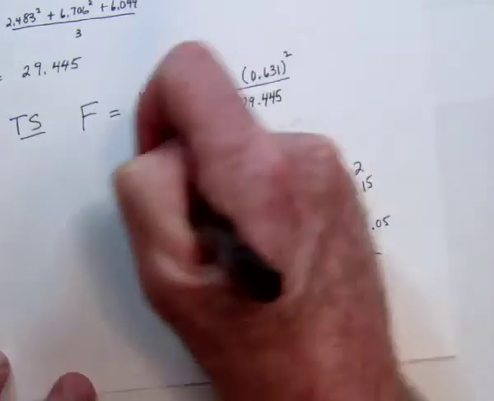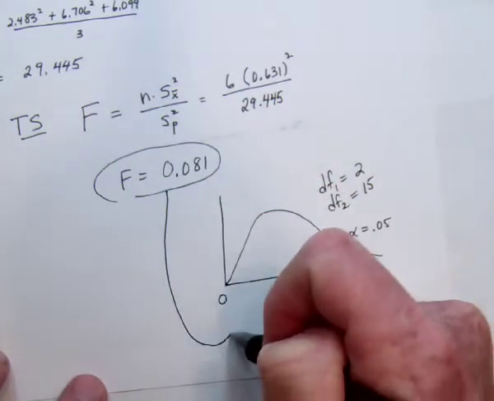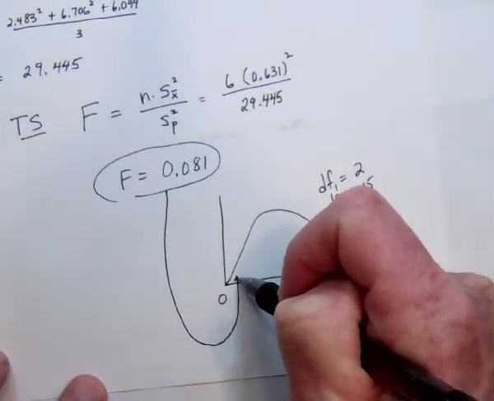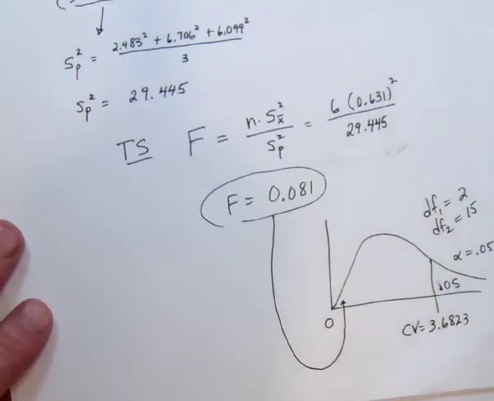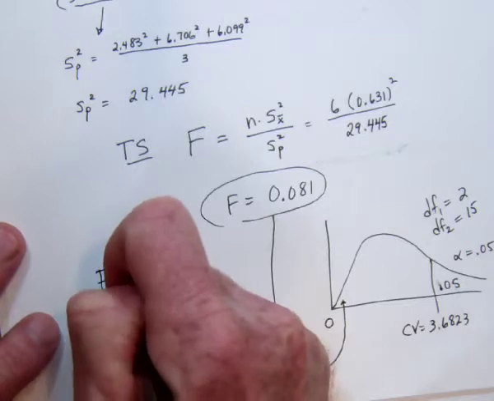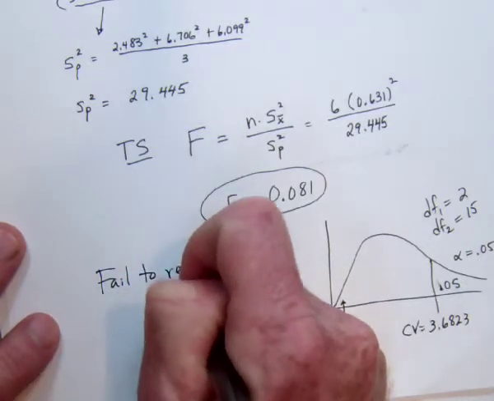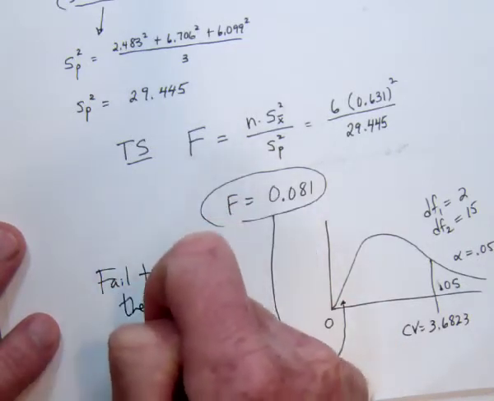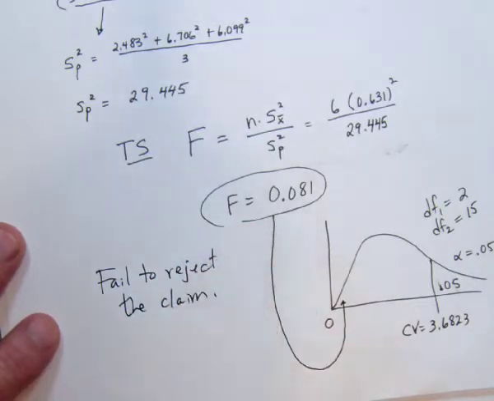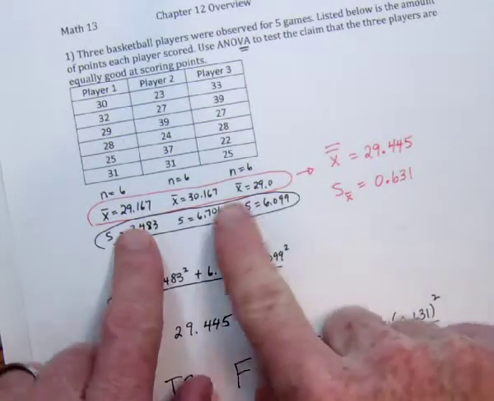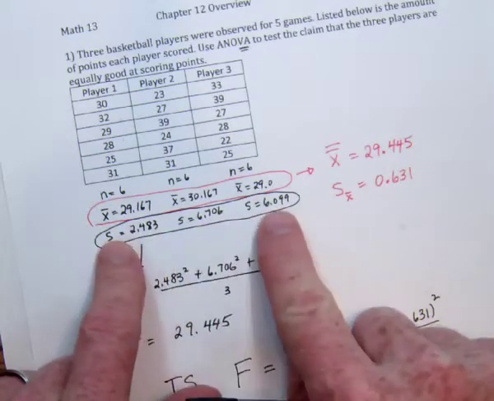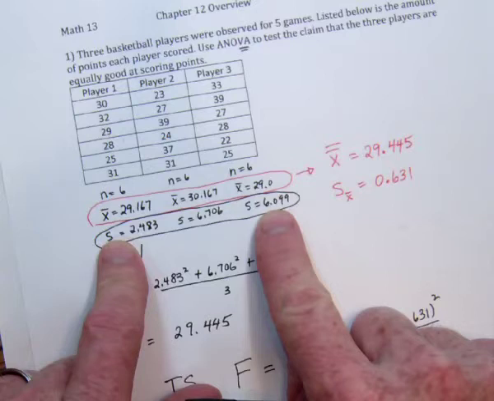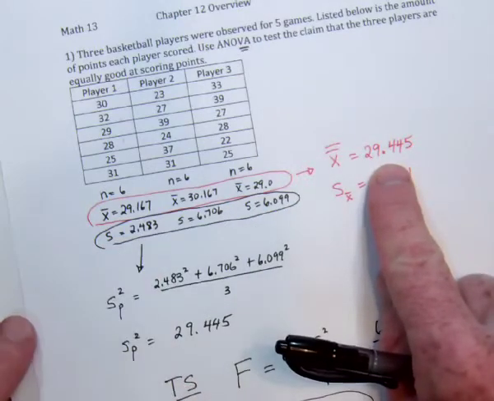And then the question is, does this go past that? And the answer is no. So it's going to be fail to reject. We cannot prove anything. In other words, these three basketball players' scores are so close, and there's so much variation, that they don't really differ that much from 29.445, the overall average.